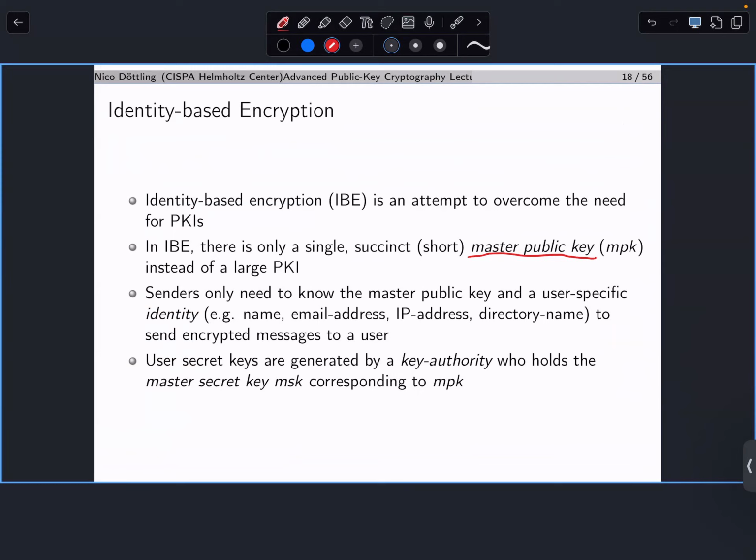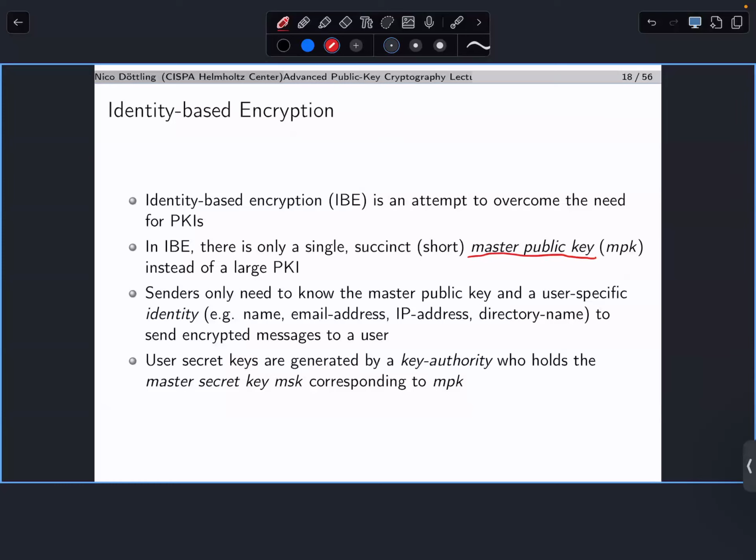Wait a second. How can I make sure that only the person I want to talk to can decrypt and not everyone else? If everyone else has the same public key, how can we make sure that the person I want to talk to can decrypt and someone else I'm currently not talking to cannot? Well, when we encrypt, we now need to take the receiver's identity into account. The sender, when he encrypts, will know the master public key and a user-specific identity.